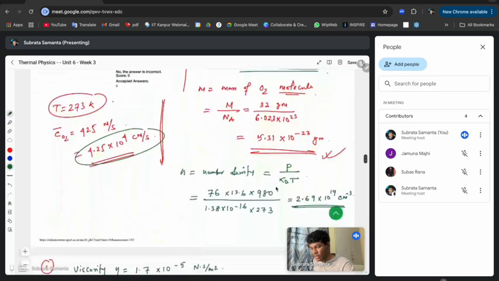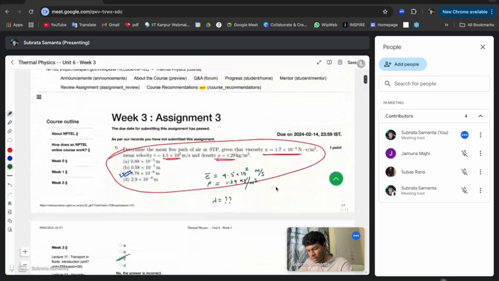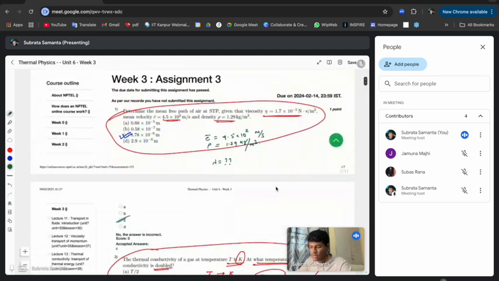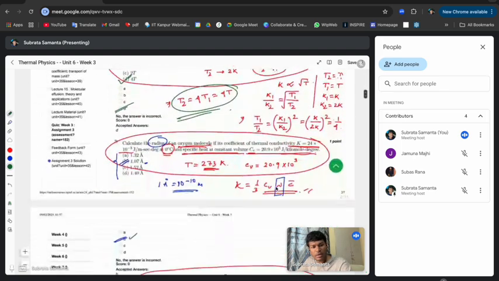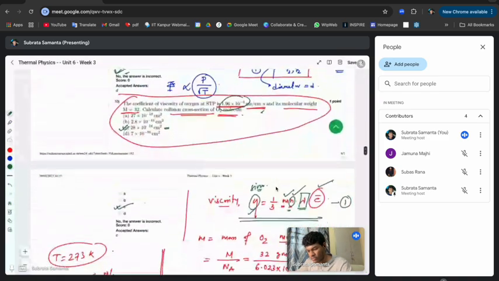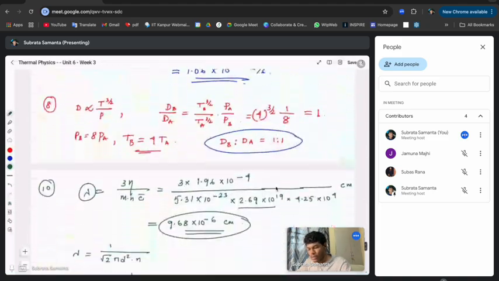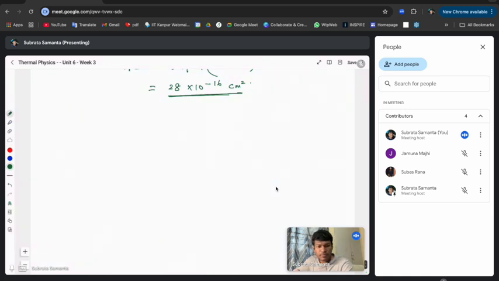So I solved a total of 10 problems from the previous year's assignment 3. I think this year's assignment 3 has very similar kinds of problems, like the ones we solved today. So I hope you can solve this year's assignment 3 problems as well, using the concepts that we discussed today. If you have any questions you can ask. There are 10 minutes left, so I will maybe discuss some other things.